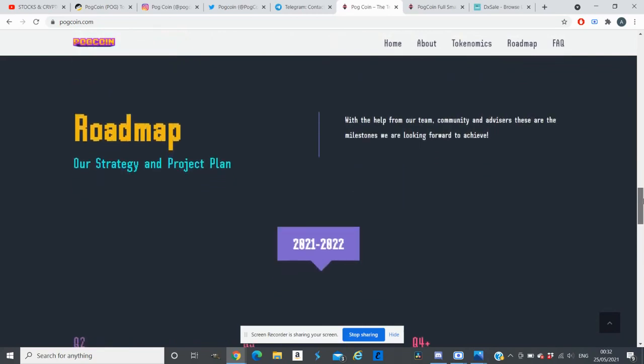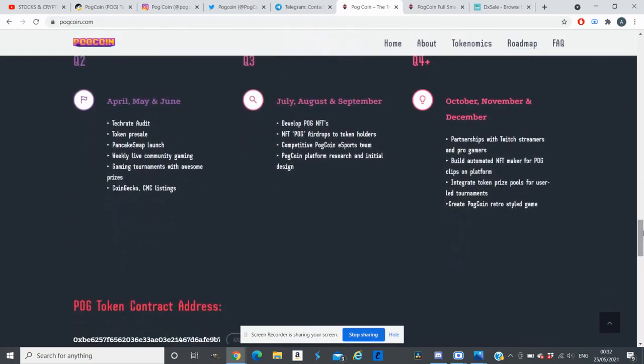And guys, if we have a look at their roadmap in 2021, in Q2, in April, May and June, the audit is done, the token pre-sale is done, the PancakeSwap launch is done, weekly live community gaming, they will start a gaming tournament with awesome prizes, and then they will go for CoinGecko and CoinMarketCap listing as well. In July, August and September, they will develop NFT POG, and that's the platform they will have, and that's maybe the platform they are going to talk to developers about tomorrow, and we might have very good news tomorrow.